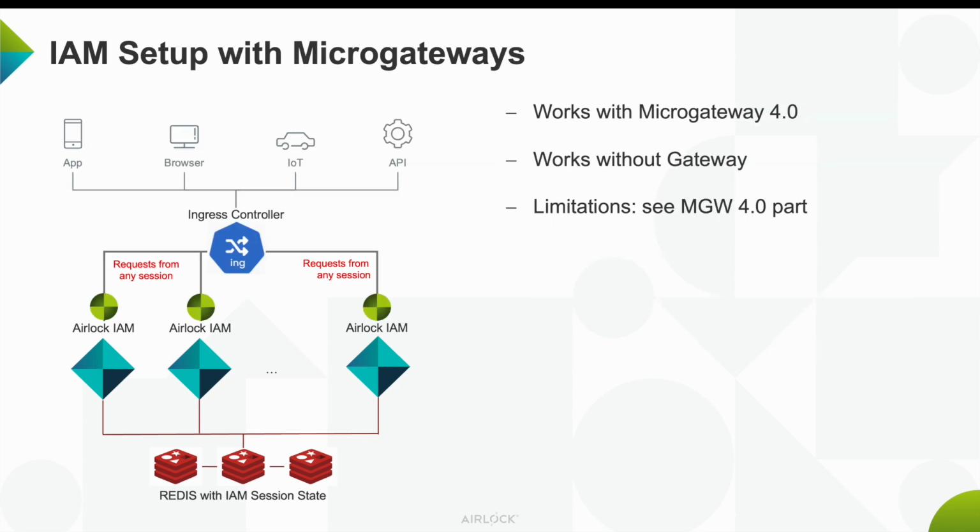What these features also make possible, in a limited way, is that you can use IAM without Airlock Gateway, but just with Airlock Microgateway. That's the small green boxes with Airlock Microgateway 4.0. And you will see more of that in Michael's part a little bit later.